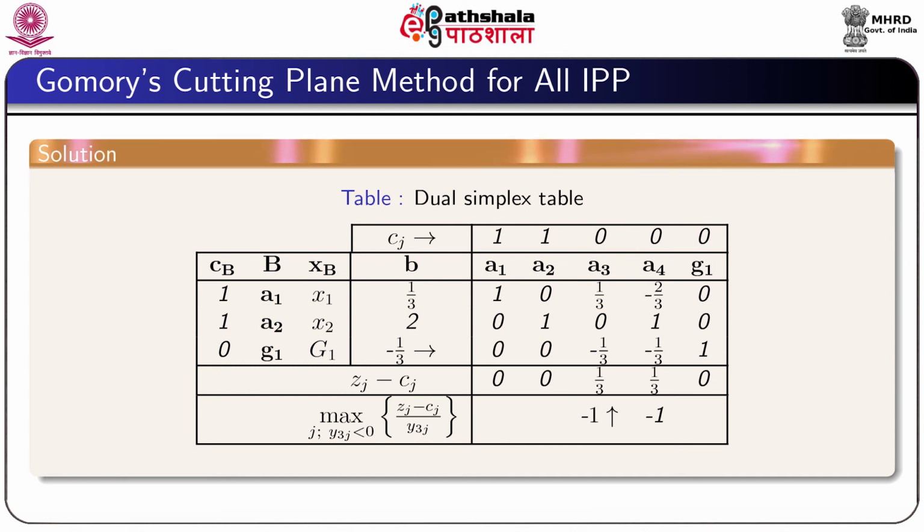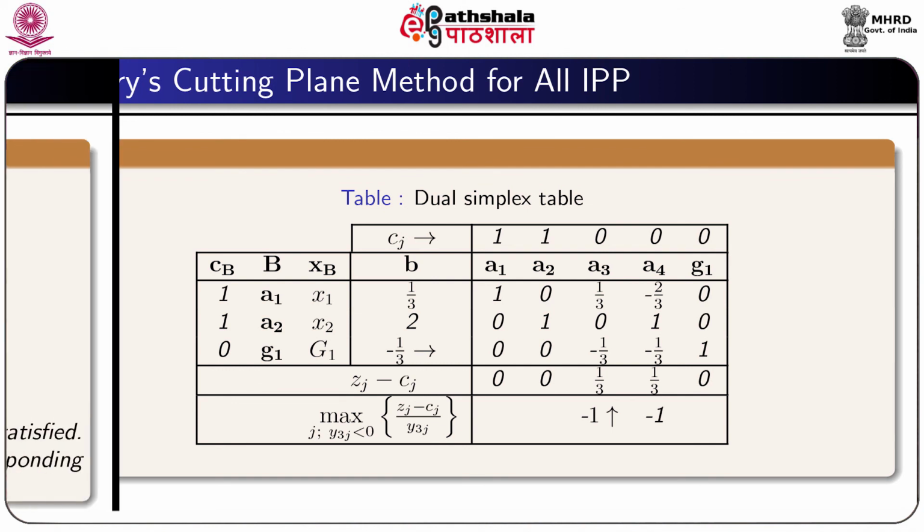So, obviously, G1 will be the departing vector, because there is only one negative component. From the third row we see that we have two negative components, minus 1/3 and minus 1/3, and their corresponding Zj minus Cj values are 1/3 and 1/3. Therefore, we compute Zj minus Cj by this negative component, and we find the maximum of 1. Since both the ratios are -1 and -1, we choose arbitrarily A3 as the entering vector.